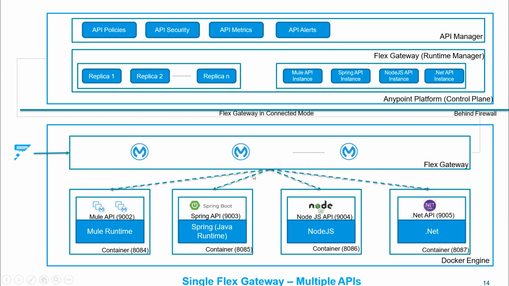For high availability, you can ensure that multiple replicas of Flex Gateway are running, basically. If one of the replicas is down, you have a second replica which is going to accept and process your request, basically. Right. So this is where you can use a single Flex Gateway and manage multiple APIs. That is possible, right?